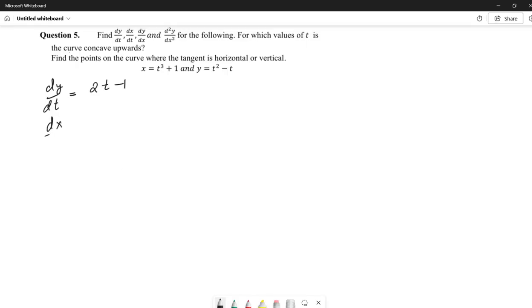Next one, find dx by dt. That is the derivative of x. That's 3t squared plus 0. So 0 doesn't need to be written. We have only 3t squared.